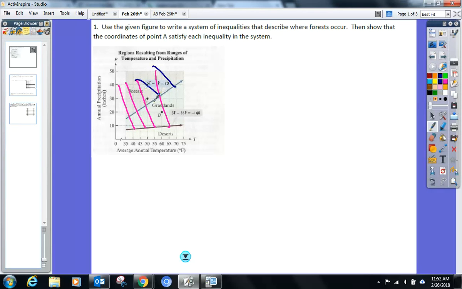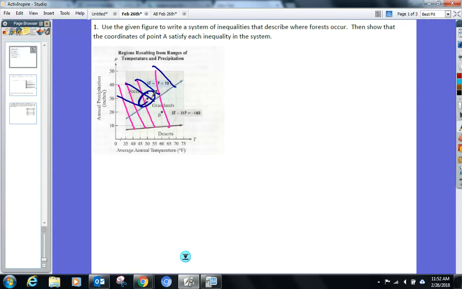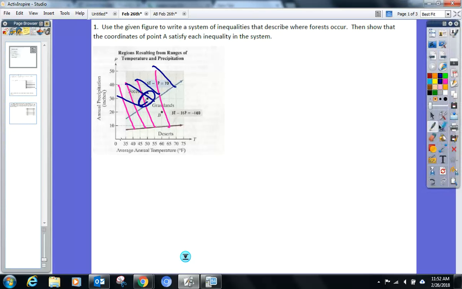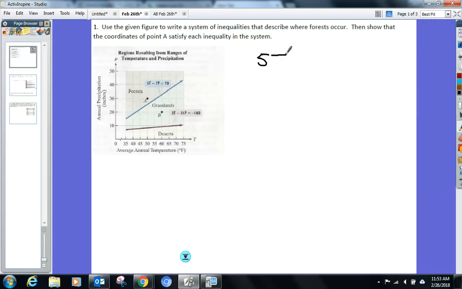Shade so they intersect up here where point A is. Can you come up with those two inequalities? Well, I did the hard work for you. What did I provide you? The equation. So let's start with, was that 3 or 5? 5t minus 7p. I'm not going to put an equals there because there's going to be an inequality there in a second. 70.